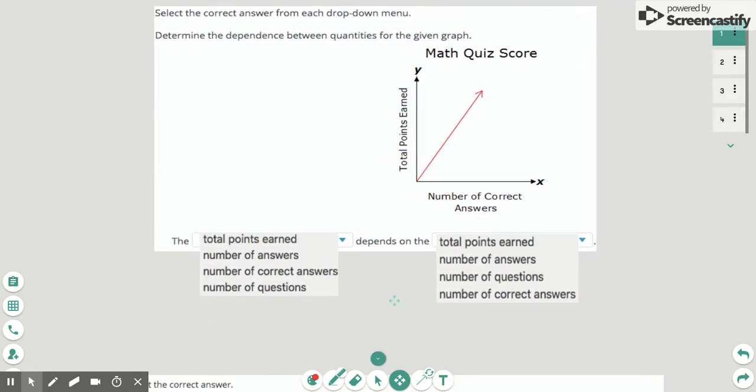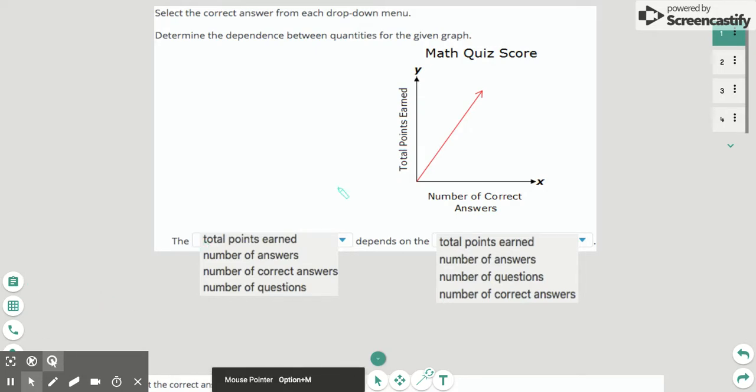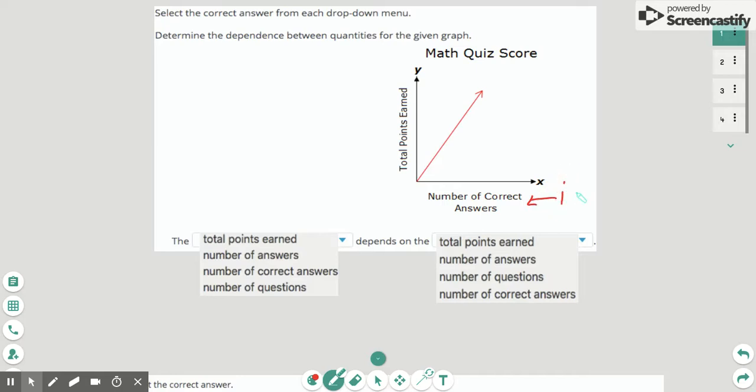Okay, determine the dependence between quantities for the given graph. And then they give you the variables used here, depends on these other options. Now in this section, you're going to see a lot about dependent and independent variables. Every time you are given a graph, the x values will be the independent and the y values are the dependent.